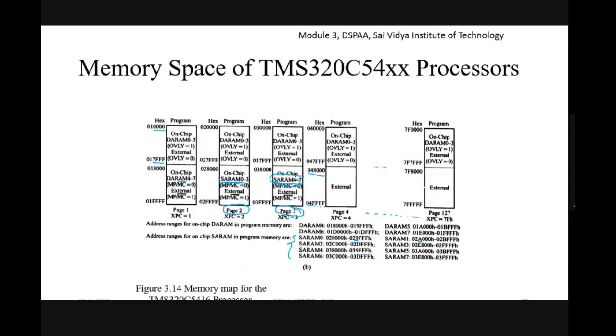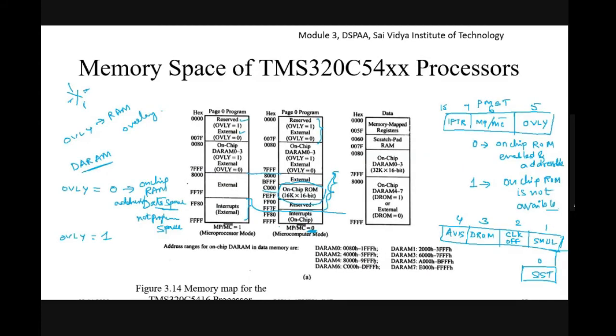Okay, this is the diagram of the memory space of the TMS320C54XX processor, the memory map for the processor. I'll just go back to the previous page 0. In page 0, if we observe, this is the program memory and this is the data memory. How is data memory divided? In the data memory, hexadecimal 0000 to 5F we have memory mapped registers, and 60 to 7F we have scratch pad RAM.